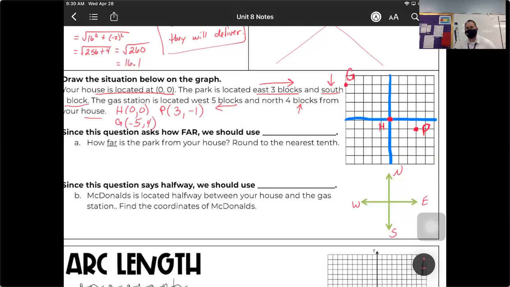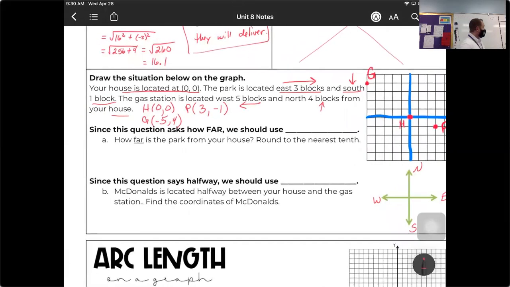Those coordinates are going to be helpful as we do these things. All right. Question A asks, how far is the park from your house? Round to the nearest tenth. Since the question asks how far, we should use what formula? Distance. Good. When it asks how far, that's asking for a distance.